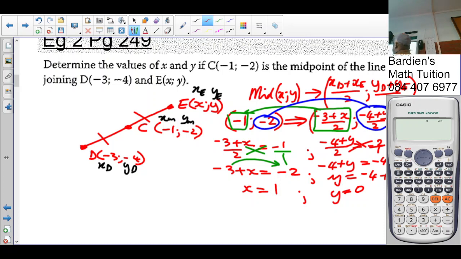If the question was to determine the coordinates of E, then you would have written E as (1, 0), but it's not asked in this case. Please go through the example again before you start your homework.